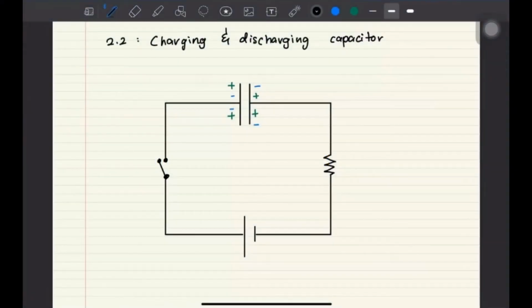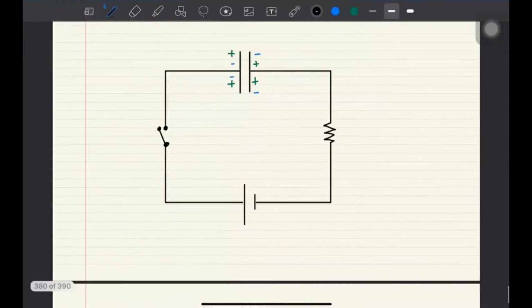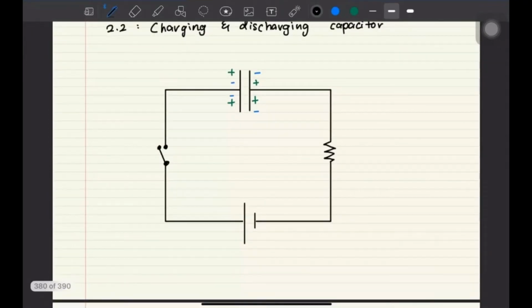For subtopic 2.2, it is about charging and discharging of a capacitor. Okay, so you can see over here is actually a circuit. This circuit consists of a switch, capacitors, resistor and power supply. Okay, so if this switch is unplugged, it's not closed, it's open, so basically there's no current, right? The circuit is broken. This is the initial position.